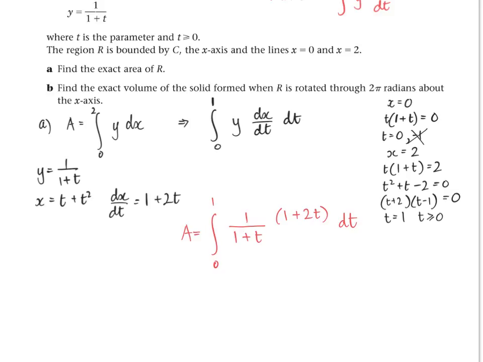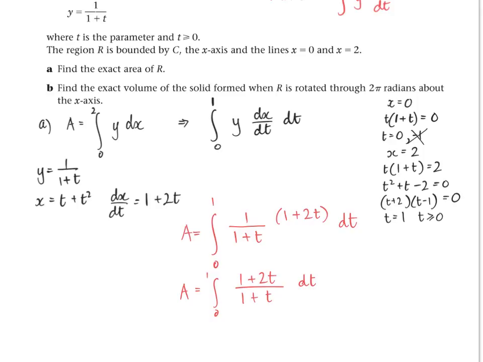Okay, now unfortunately, if we bring those both together, we have got a top-heavy fraction. So we've got an improper algebraic fraction. So what we've actually got is between 0 and 1 of (1 plus 2t) all over (1 plus t). So we've got to divide the top by the bottom.